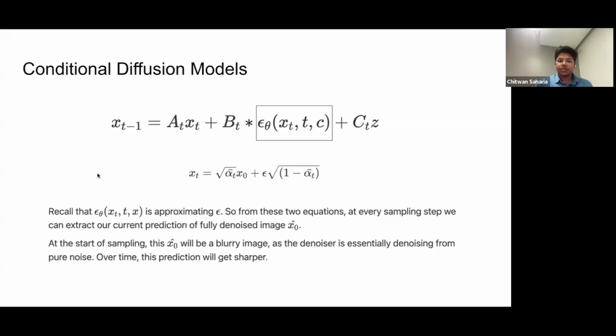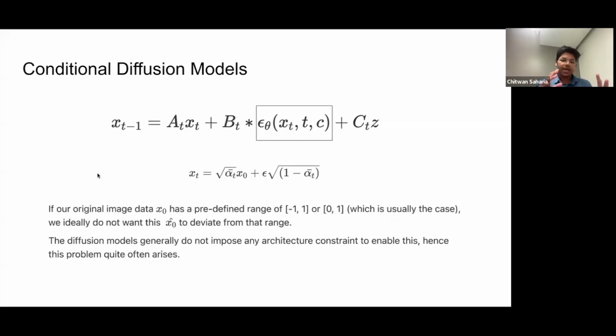And we can do a lot of fun operations to it. First of all, one thing to note is that our original x0 data had a predefined range. For example, when it comes to images, they generally have a range of -1 to 1 or 0 to 1 or whatever. And we also don't want our intermediate x0 predictions, the x0 hats, to deviate from this range, because then we might go into a trajectory that we are not familiar with. You could impose that using some architecture constraints in the diffusion model, so apply some sigmoid or tanh at the end. But we generally don't do that because it generally doesn't work and makes the architecture more unstable.